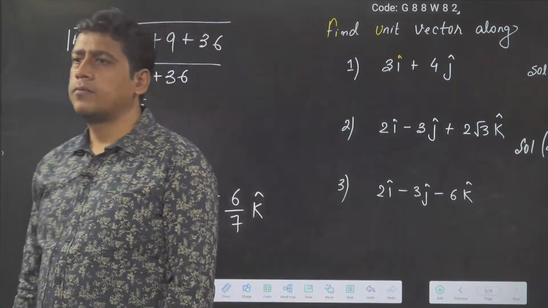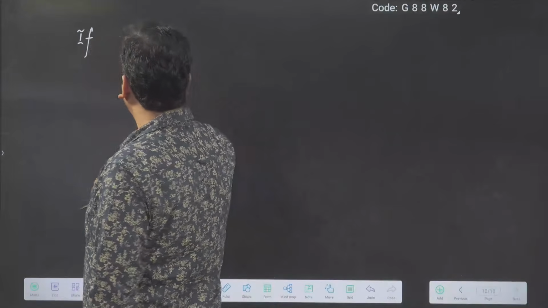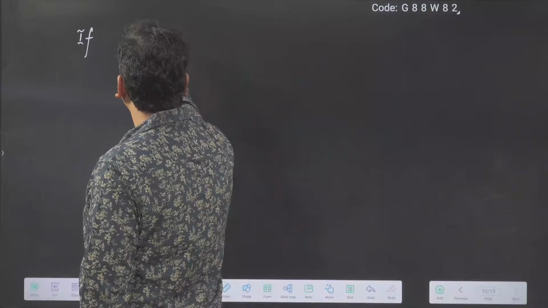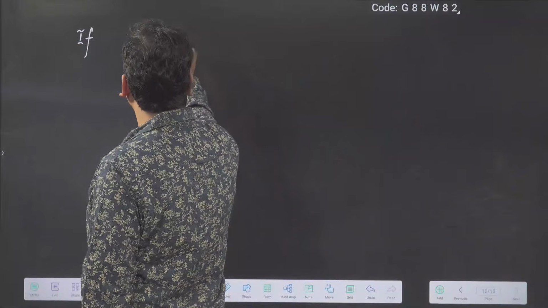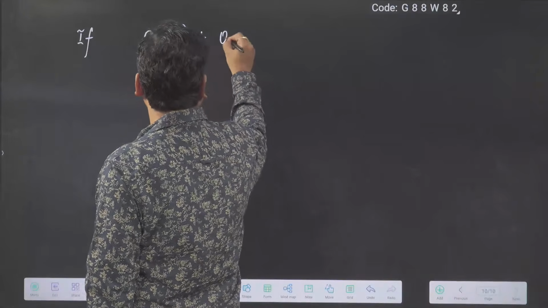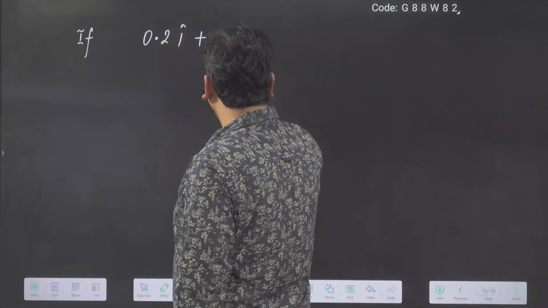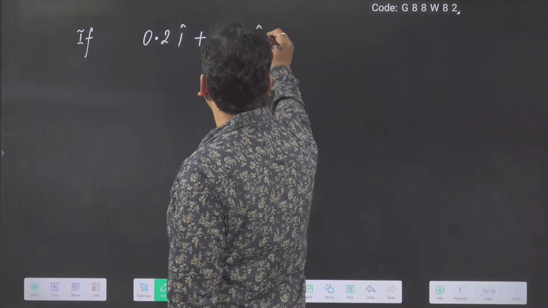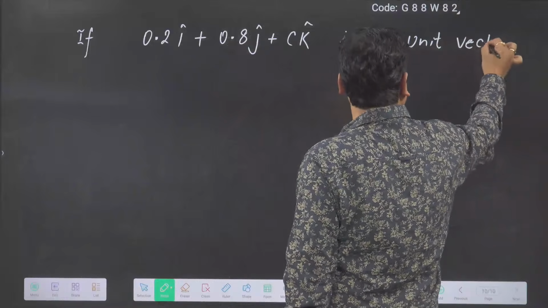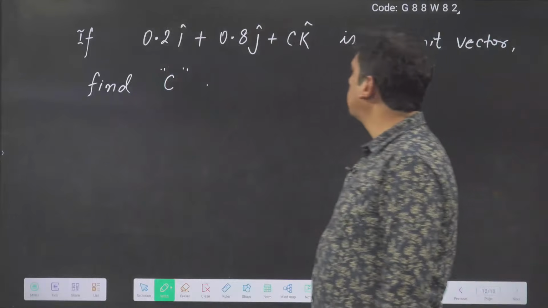Okay. Very good. One more. If 0.2 i cap plus 0.8 j cap plus c k cap is a unit vector, find the value of c.